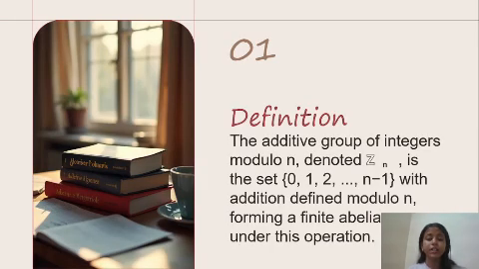Now we'll talk about the definition. The additive group of integers modulo n, denoted by Zn, is the set from 0 to n minus 1 with addition defined modulo n, forming a finite abelian group under this operation.